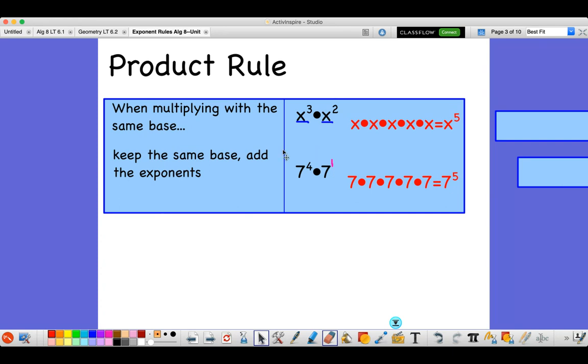Remember that the rule with this is that the bases have to be the same, the x and the x, or the 7 and the 7. Those must be the same.